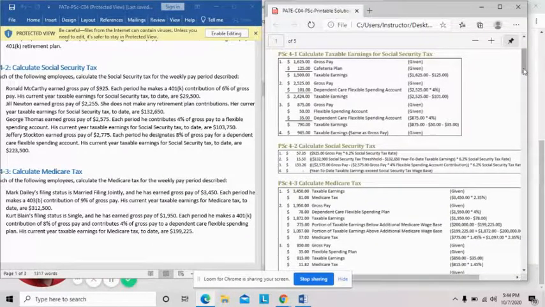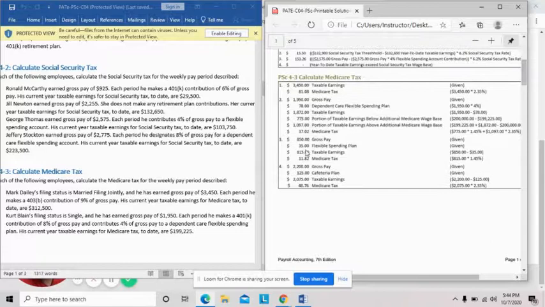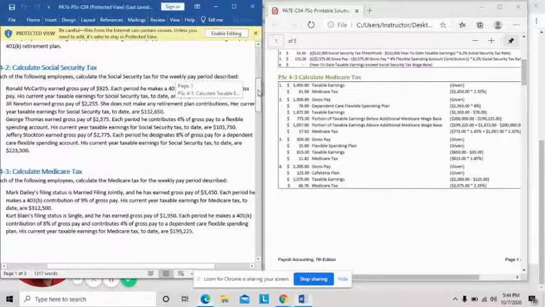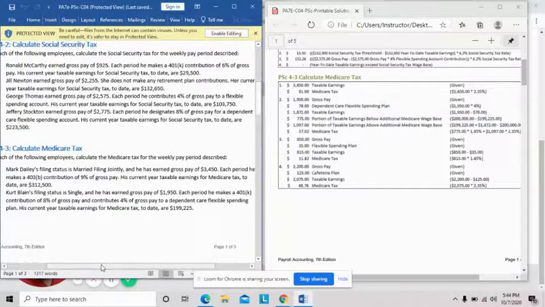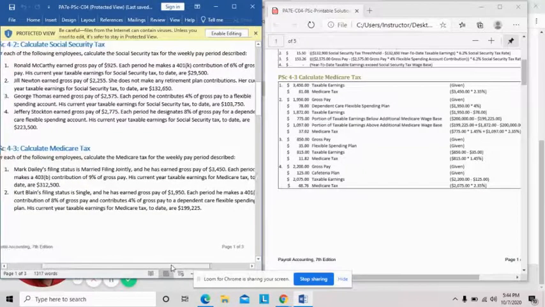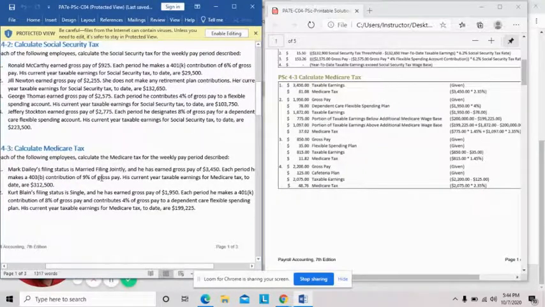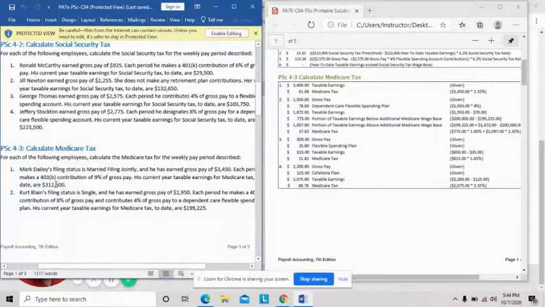Next, I wanted to cover Medicare tax. There are a few examples here for those of you at home. Number one, Mark Daly's filing status is married, filing jointly, and he has earned a gross pay of $34.50. Each period, he makes a 403(b) contribution of 9% of gross pay. His current year taxable earnings for Medicare tax to date are $312,500.